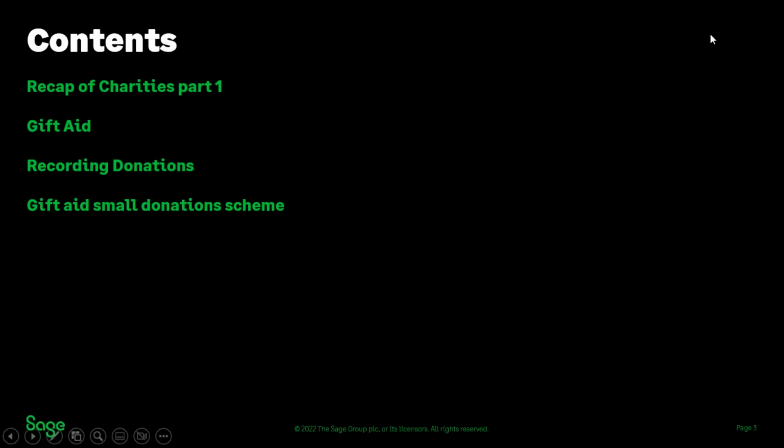Okay. So what we're going to cover today: we're going to do a very brief recap of part one, just so you know what you've missed, and I'll also show you where you can find that recording. So if we don't cover something today, it may be that it was in session one for you. Today we're going to focus mainly on gift aid: how to set up gift aid in your software, how to record donations which include gift aid, and then also look at the gift aid small donation scheme. We'll finish by showing you how you can produce reports to help you make your submission to HMRC.